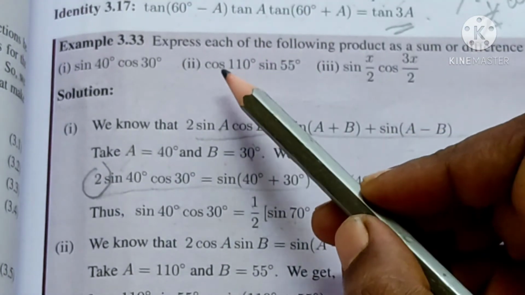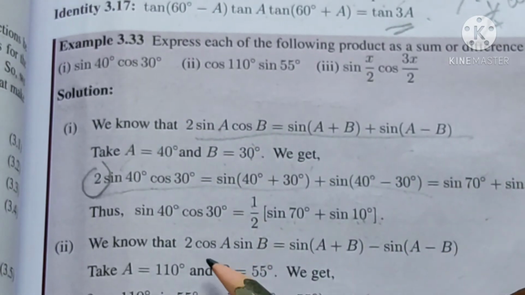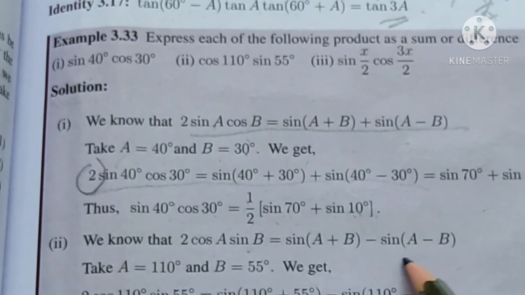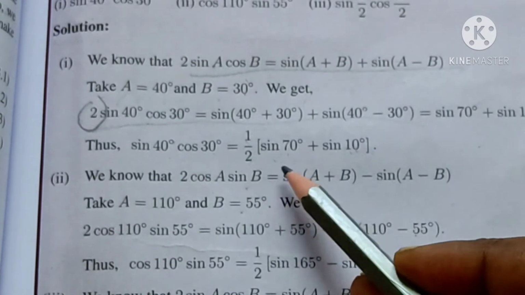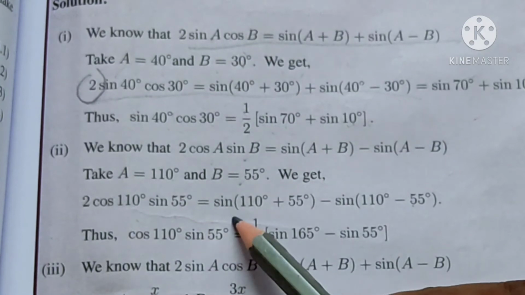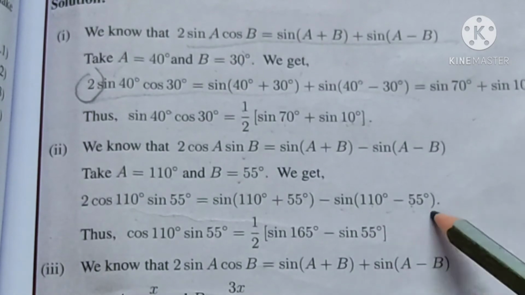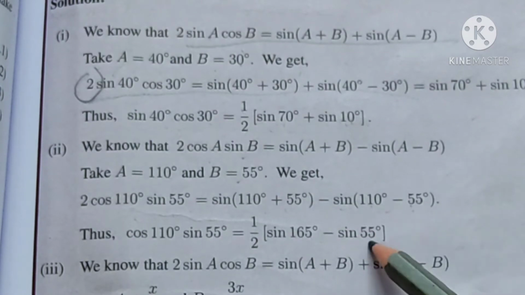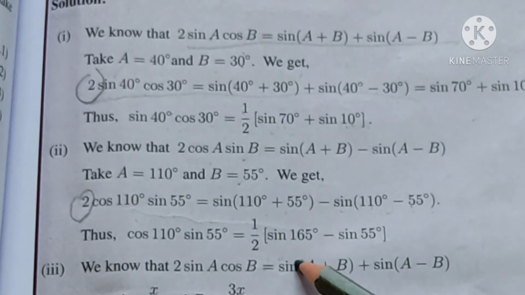Then listen to the second result. Cos 110 degree and sin 55 degree. Here we use 2 cos a sin b. 2 cos a sin b is sin a plus b minus sin a minus b. So take a as 110 degree and b as 55 degree. Substitute in this formula. We get 2 cos 110 degree sin 55 degree is equal to sin of 110 degree plus 55 degree minus sin of 110 degree minus 55 degree. Then simplify the terms. We get 165 degree. The subtraction value is 55 degree. 2 you take to the right side, so you get 1 by 2. This is the second result.